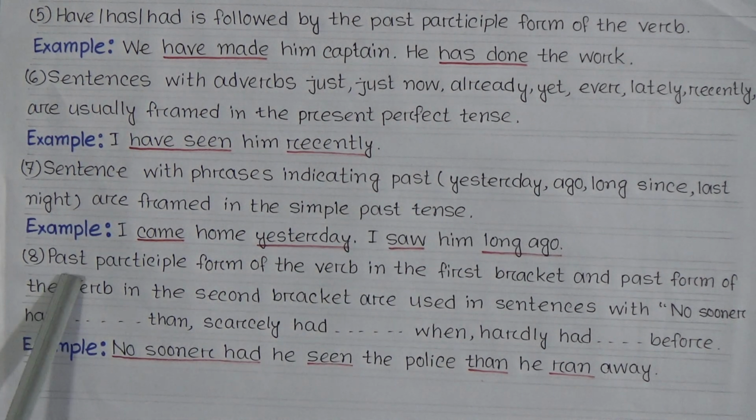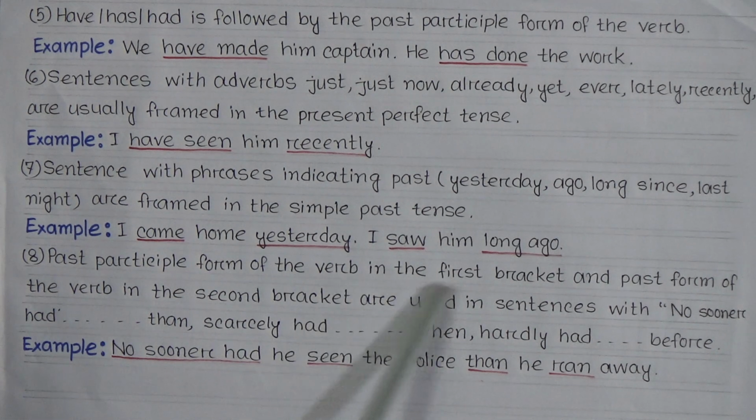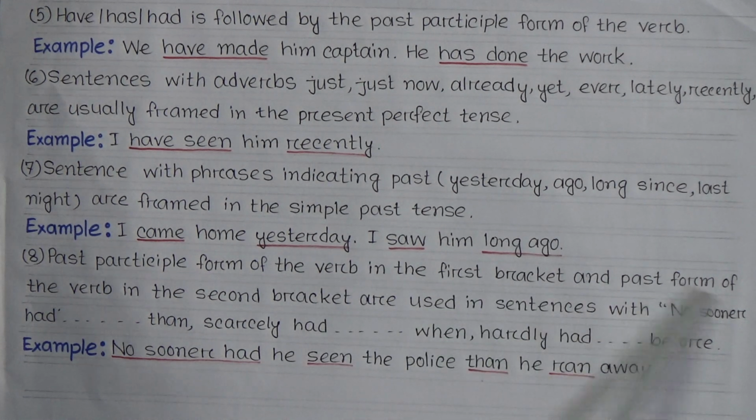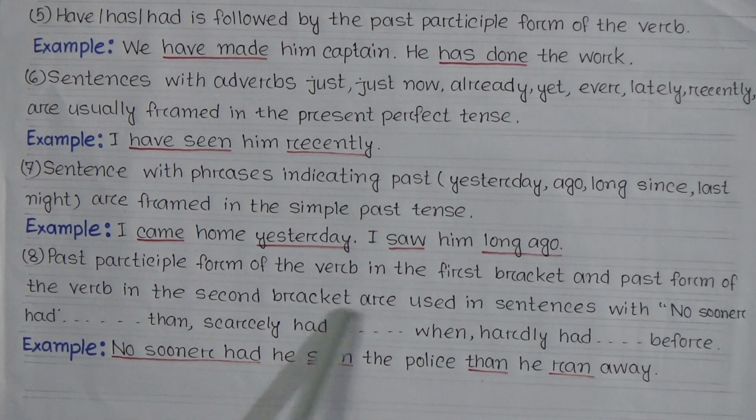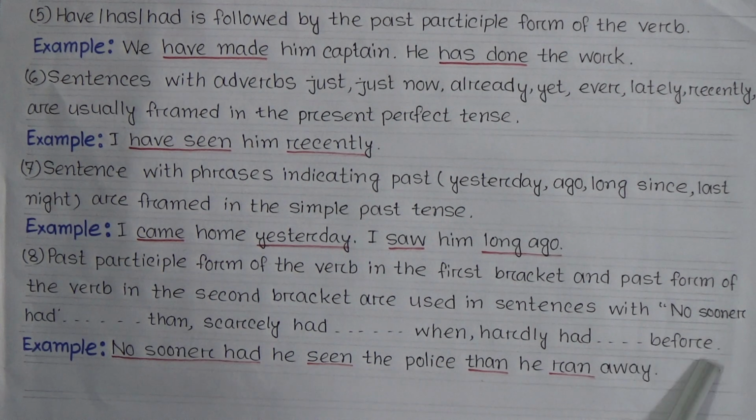Rule number 8: the past participle form of the verb in the first bracket and the past form of the verb in the second bracket are used in sentences with no sooner had ... than, scarcely had ... when, hardly had ... before. So you have to keep in mind these three: no sooner had ... than, scarcely had ... when, hardly had ... before. So in the blank you have to use the other words.